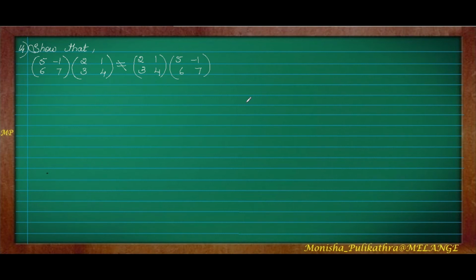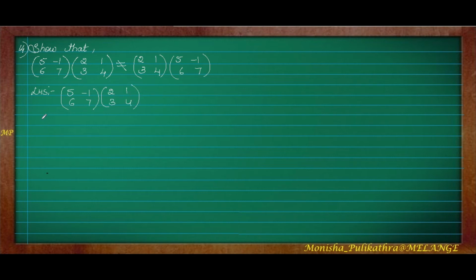So moving on to the 14th question, here we have to prove that, if we multiply the matrices in the exact reverse order, we will get a different answer. That is [5, -1; 6, 7] and [2, 1; 3, 4]. The exact same matrices in reverse order do not give an equal product when we multiply them. Okay, we have to prove that. So first I will take the LHS side. That is [5, -1; 6, 7] times [2, 1; 3, 4].